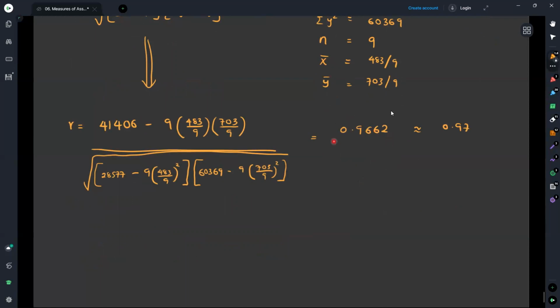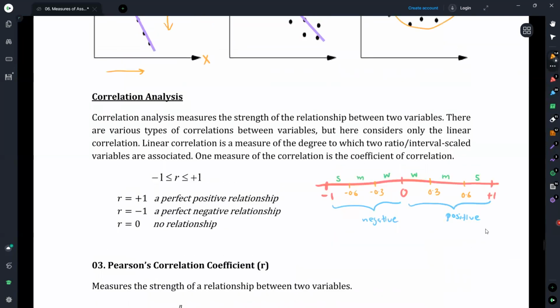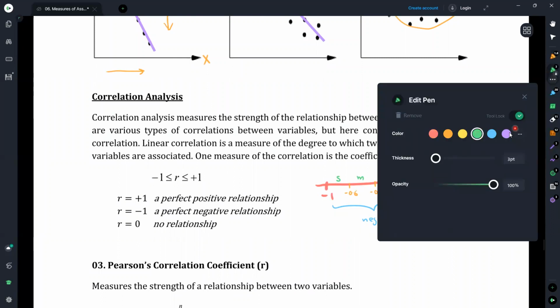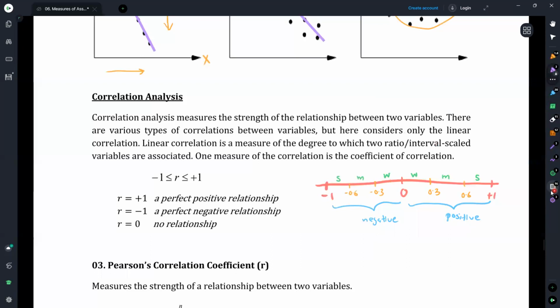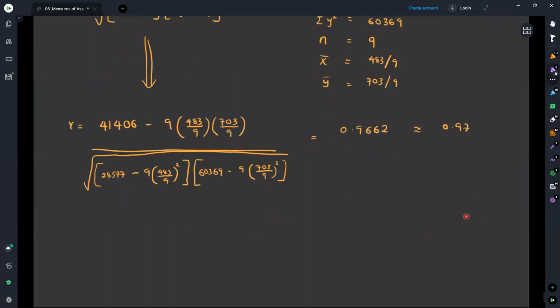Now what we need to do is comment on the answer that we have obtained. According to the scale that we have discussed previously as well, we can see that the calculated value for our question is somewhat here. It is about 0.97. Therefore, in this region, we can say that it is a strong relationship, and it is having a positive value. Therefore, we can say that there is a strong positive relationship among the variables. Therefore, we can comment on the final answer as well.